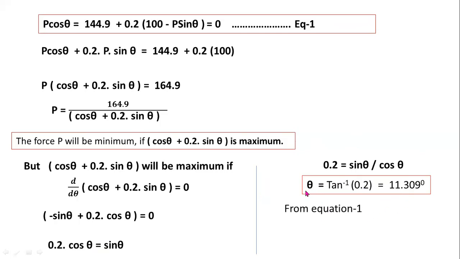After getting the value of theta, you have to substitute it in equation 1. Now you will get the value of effort required P. This is the least value of effort required, P equal to 161.88 newtons. This is the answer for this problem.